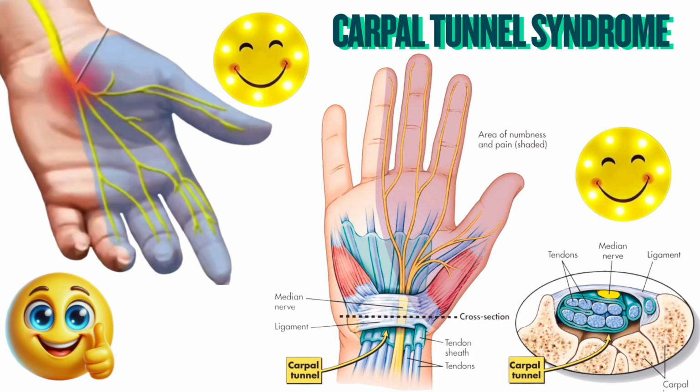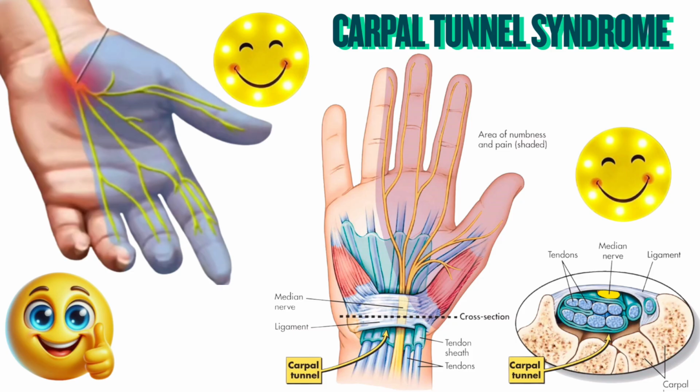Carpal tunnel syndrome, or CTS, occurs when the median nerve is compressed at the wrist as it passes through a narrow space called the carpal tunnel. This tunnel is formed by the carpal bones below and the transverse carpal ligament above. Inside it run 9 flexor tendons and the median nerve. Because the tunnel is rigid and cannot expand, any swelling of its contents or reduction in its size increases pressure on the nerve. As a result, the median nerve loses its normal function, leading to tingling, numbness, and eventually weakness of the hand.